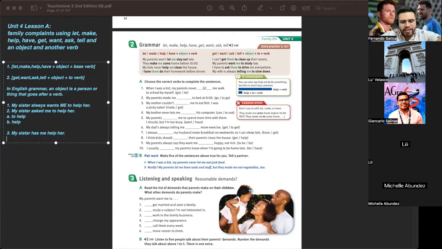Look, basically, this sentence means my sister persuades me to help her. If I say my sister has me help her, that means she persuades me. She says, hey, Fernando, can you help me, please? She convinces me. All right. The most important thing is the formula.